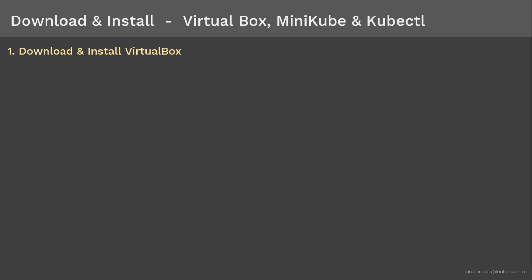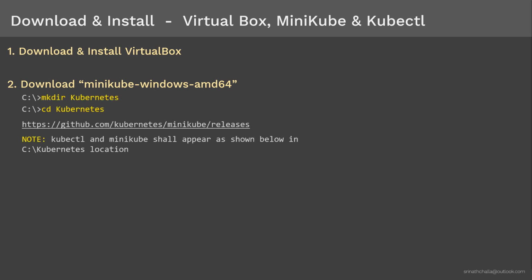Once we are done with VirtualBox, the next thing is Minikube. First, let's go ahead and create the directory for Kubernetes under the C drive. You can do that manually or from the command prompt like this. And now, you can go ahead and download the Minikube Windows AMD64 executable from the GitHub location mentioned here. Once the download is complete, you can place that executable file in the Kubernetes directory that we just created. To make it easy, you can rename Minikube Windows AMD64 as just minikube for convenience.